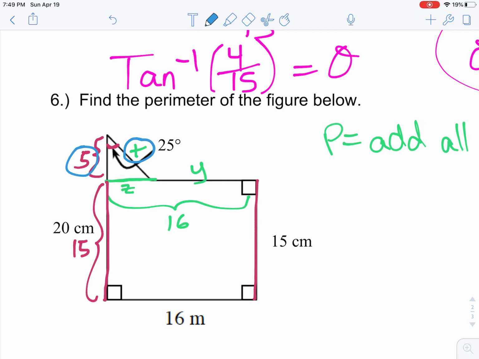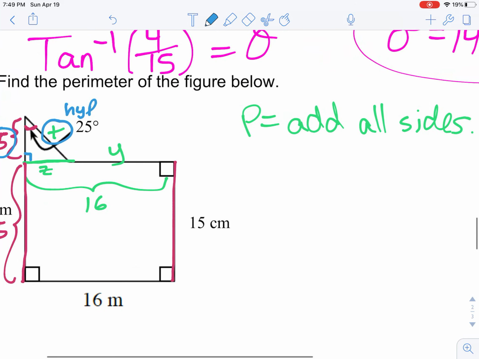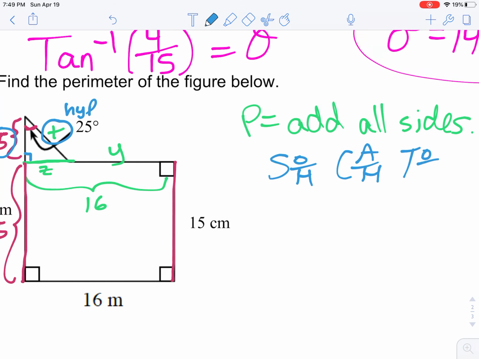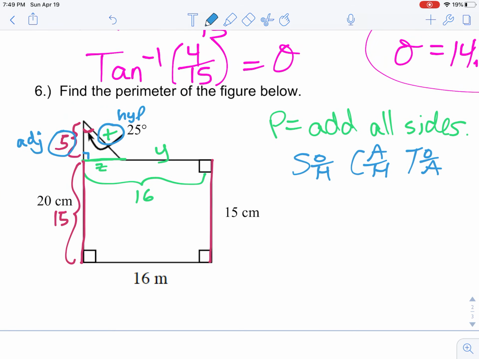Now your 5 is adjacent to the angle measure we're given, and then the x is your hypotenuse because it's across from that right angle. So I'm going to look at my trig functions, SOHCAHTOA, and figure out which one would be the best for me to use. So I have the adjacent and I have the hypotenuse, so that means it would be best to use cosine in order to find x. So we're going to say the cosine of my angle measure, 25, should equal my adjacent side, which is 5, over my hypotenuse, which is x.